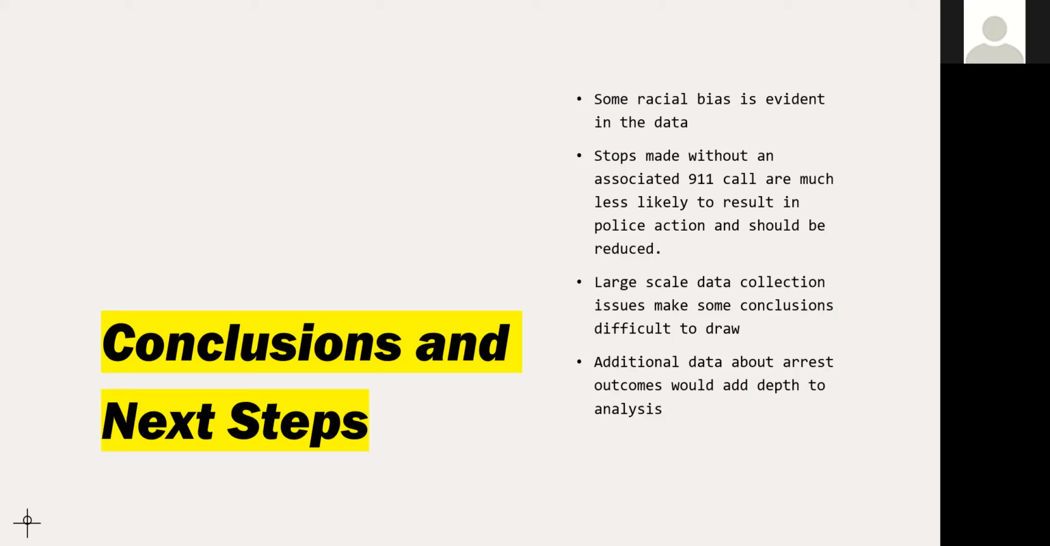However, large-scale data collection issues made stronger conclusions difficult to draw. And additional data about arrest outcomes would add depth to our analysis. For example, whether or not a weapon was found is the only metric that we really have in this data set that shows what might happen. There's no information about if drugs are found or anything else like that. And there's no data about what happens after an arrest or citation is made, or if that arrest results in prosecution. So that makes some conclusions more limited.